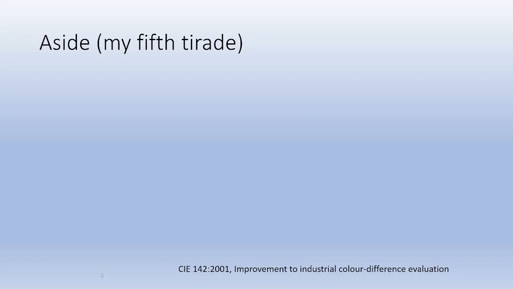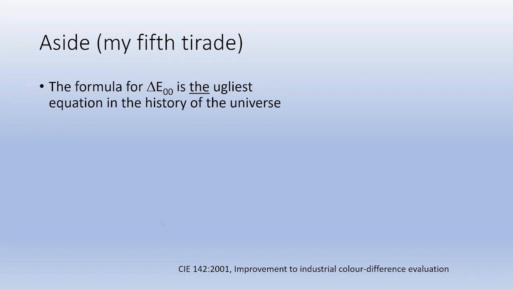Now we come to my fifth and last tirade, at least for this lecture. The delta E2000 formula is defined in this document from the CIE 142, Improvement to Industrial Color Difference Evaluation. The delta E formula, delta E 2000, was voted the ugliest equation in the history of the known universe. And it probably is the ugliest in many of the multiverses that we are unaware of.